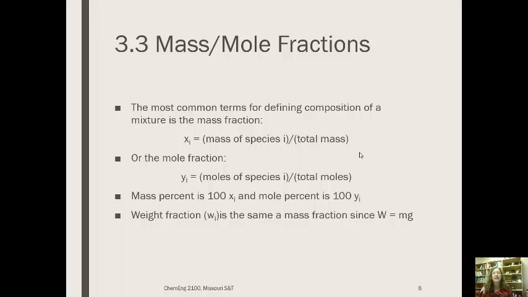Sometimes we will have weight fractions used. Now, mass is going to be the same from location to location. Weight changes. But assuming that the species is in a mixture and the gravitational field is the same throughout, then a weight fraction will be exactly the same as the mass fraction.